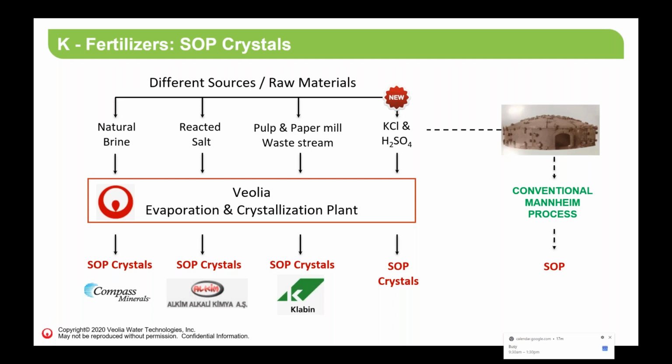So we can make SOP. Actually, we make 50,000 tons per annum of SOP crystals from a sodium sulfate waste stream. We can make SOP crystals even from a pulp and paper mill waste stream, actually from the ash treatment waste stream. We make lazurite, and from lazurite, we make SOP. Also, the more traditional way of making SOP is from KCl and sulfuric acid. And actually, HPD is developing a process to make the SOP crystals using these raw materials and to replace the conventional Mannheim process, which is a very old and energy-intensive process.